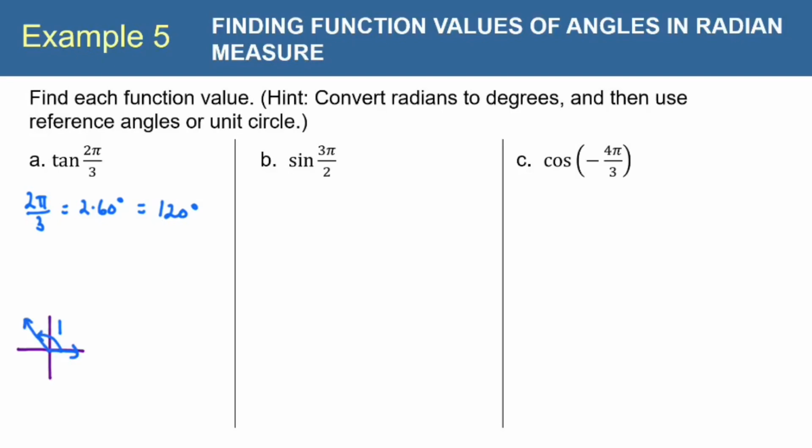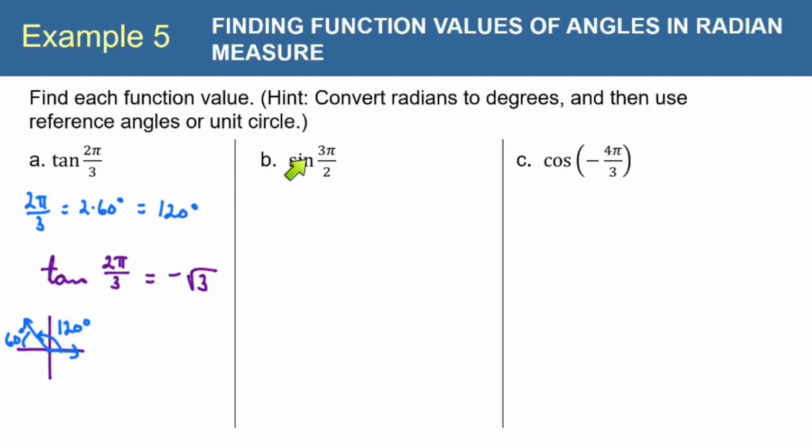So let's draw ourselves a diagram of a 120 degree angle, and now we can see that the reference angle here will be 60 degrees. And so we know that the tangent of 2 pi over 3 will be the same as the tangent of 120 degrees, and we know that this is a quadrant 2 angle, so in quadrant 2 the tangent values are negative, so we'll put down our negative sign, and we know that the tangent of 60 degrees is square root of 3. So now we have the tangent of 2 pi over 3 radians equals negative square root of 3.